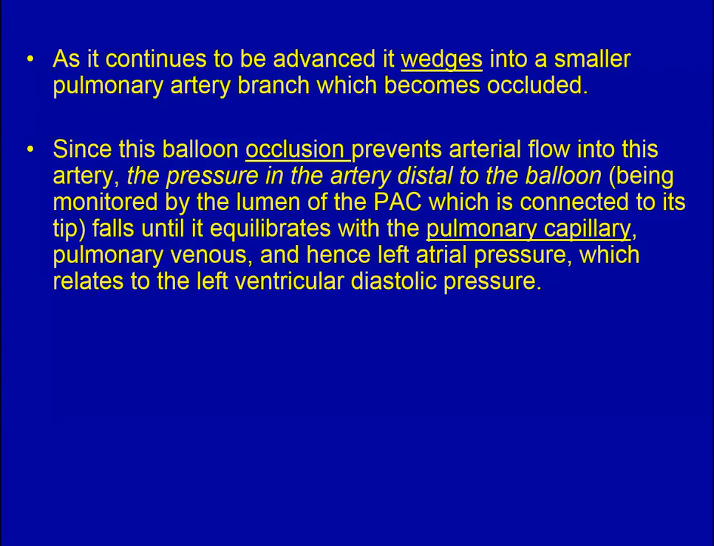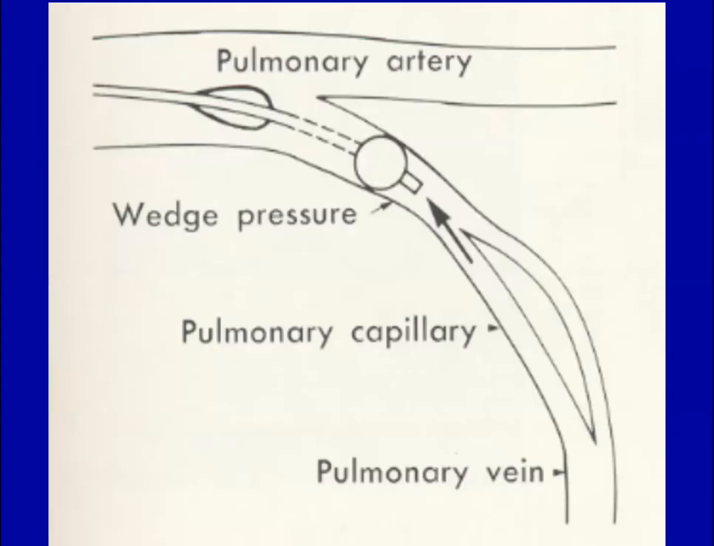As the catheter continues to be advanced, it eventually wedges into a small pulmonary artery branch, which becomes occluded. Since the balloon occlusion prevents any arterial flow into that artery, the pressure distal to the balloon gradually falls until it equilibrates with the downstream pressure, the so-called pulmonary capillary pressure, which reflects pulmonary venous and left atrial pressure.